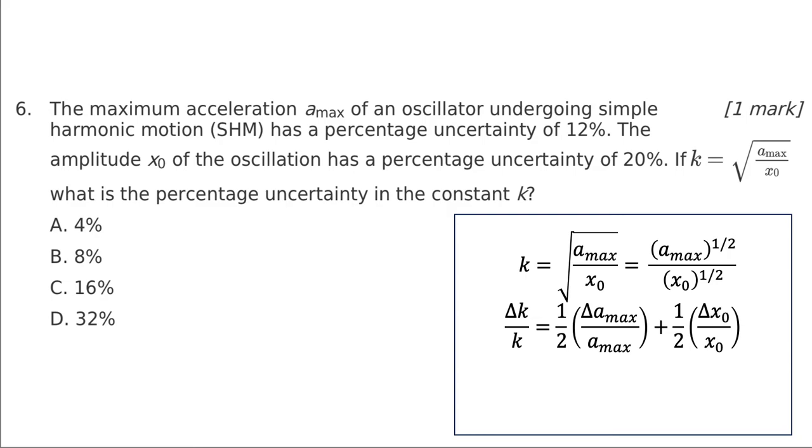We add them together, and we're left with a half of 12, which is somewhere up at the top here. A half of 12 plus a half of 20 is 6 plus 10 is 16%. Really nasty question, this one here, and it's a really good test of your understanding of how we take the percentage uncertainty in powers.